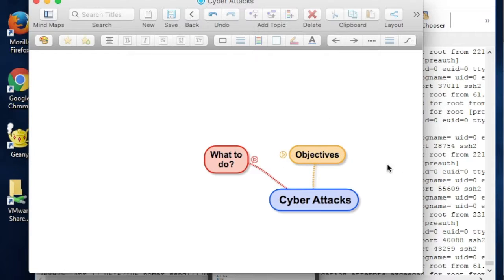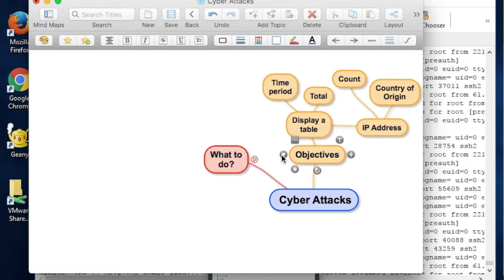If you don't have your objectives defined, and if you don't clearly understand what you want to do when you start, it's going to be really difficult to get there. So what I want to do in this program is display a table of IP addresses, that's computer addresses identifying a particular computer on the internet. How many times an attacker from that computer tried to log into my system, where that attacker is, over what time period this has happened, and what are the total number of attacks.